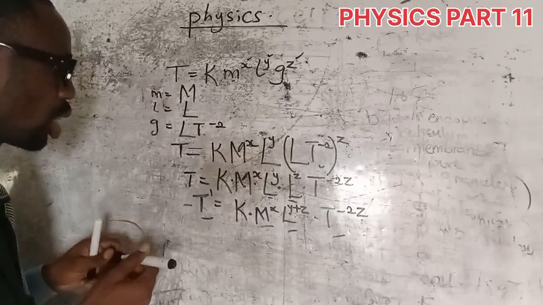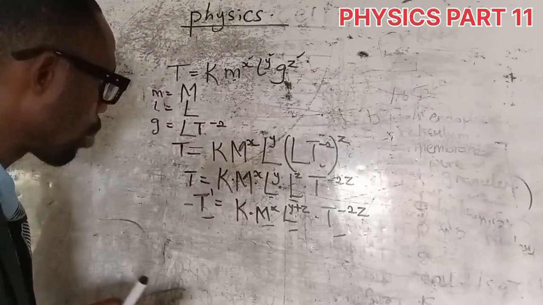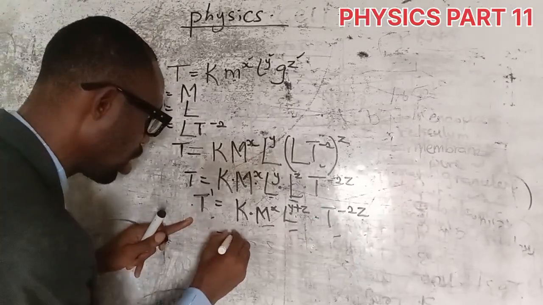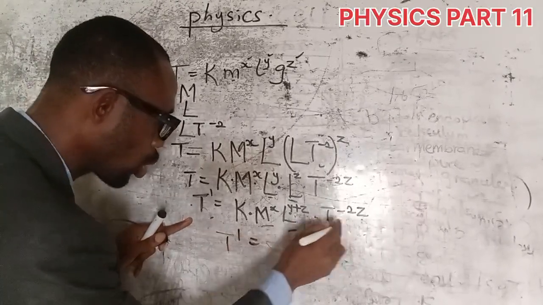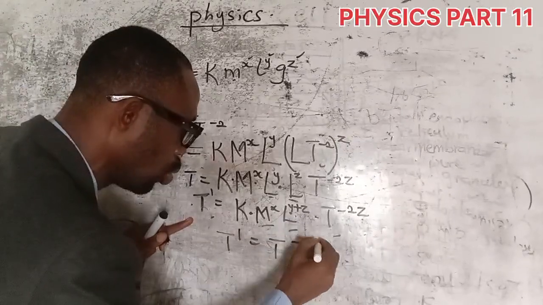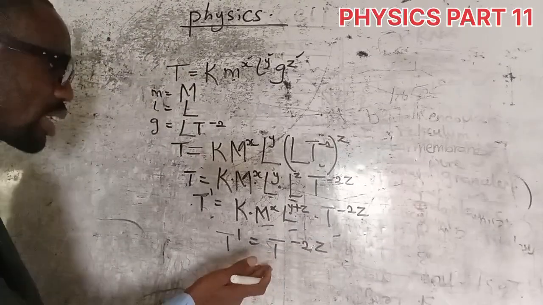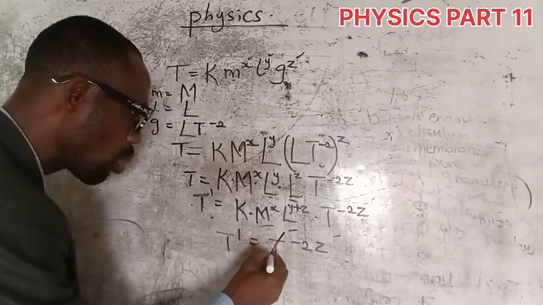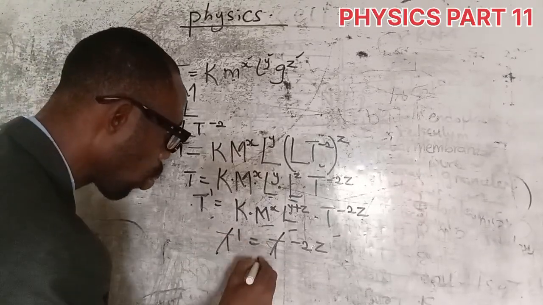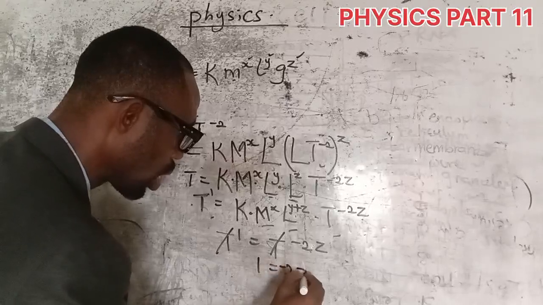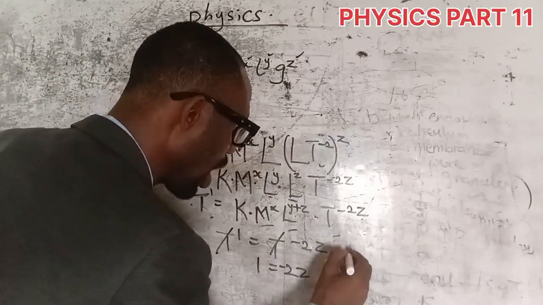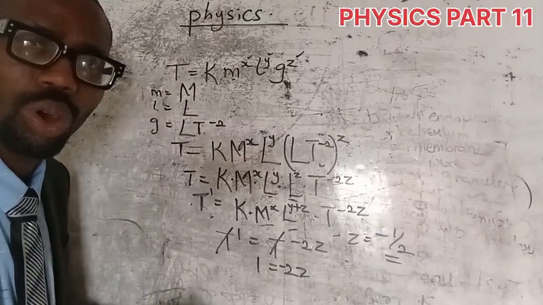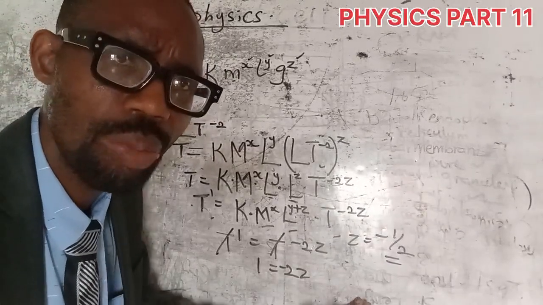We'll still use it. So now, you will begin to bring them out. This dimension must be equal to this dimension. So what do you have? T raised to power 1 must be equal to this dimension, T raised to power minus 2Z. And in this case, once the bases are the same, what do you do? You cancel the base out so that the power will stand. So 1 equals minus 2Z. So what's your answer? Z will now be equal to minus 1 over 2. Hold that one. Let it be there waiting.